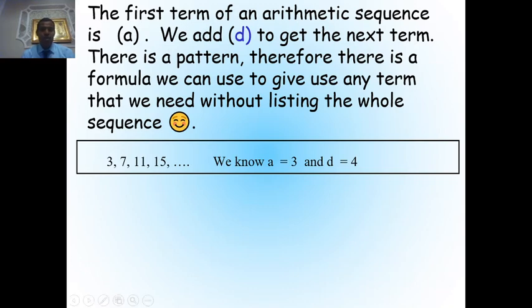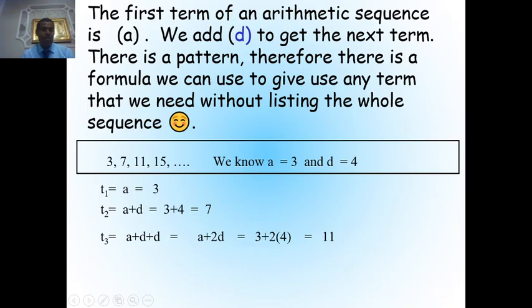We label a, the first term, which is 3, and the common difference is 4. Why? Because 7 minus 3 is 4, 11 minus 7 is 4, 15 minus 11 is 4. Now T1 equals a, which equals 3. Then T2 is a plus d, the common difference, so plus 4 equals 7. T3 is a plus d plus d, it will be a plus 2d, which is 3 plus 2 times 4 equals 11.